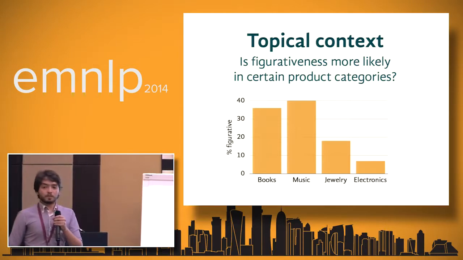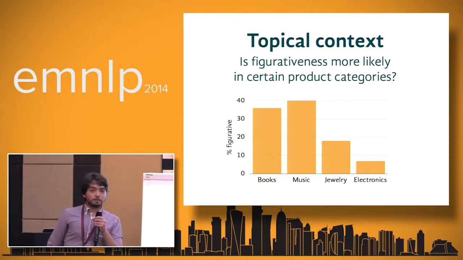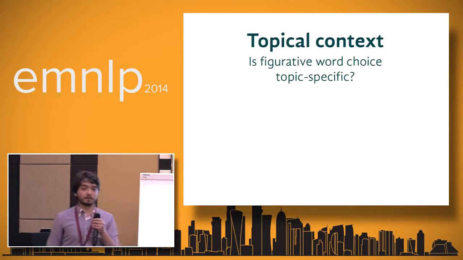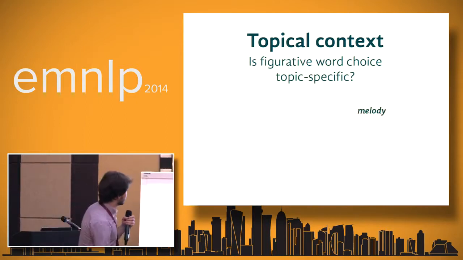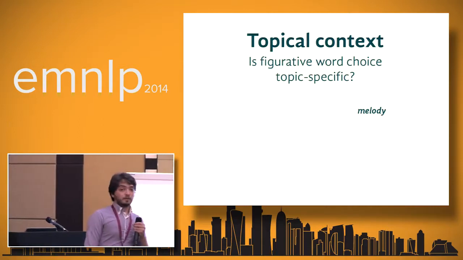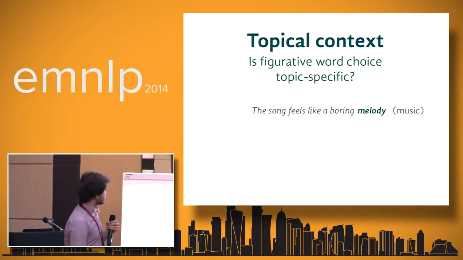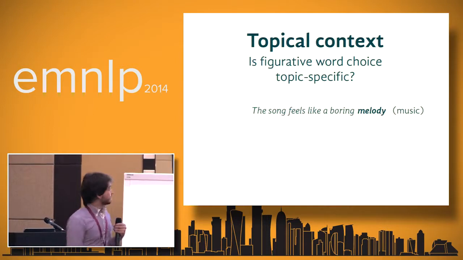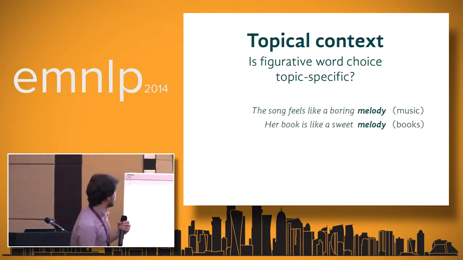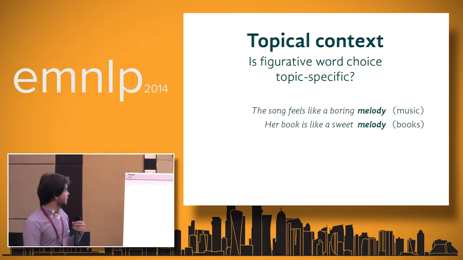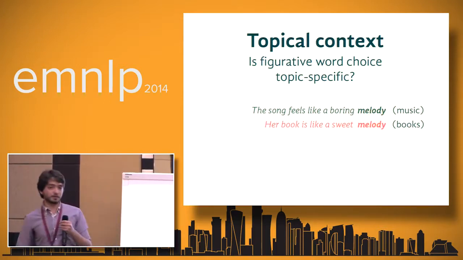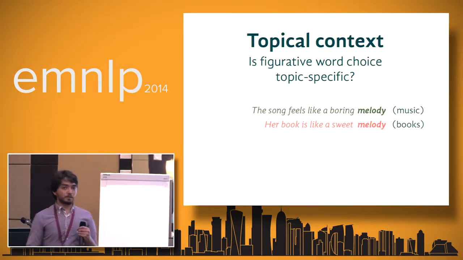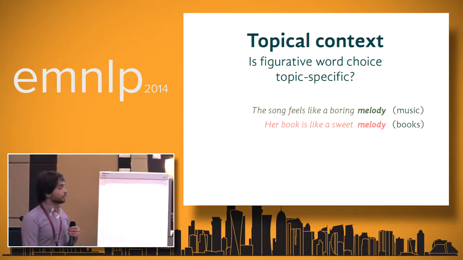This is all good and it's already an interesting feature, but does it go even deeper, and does topical context actually drive word choice in figurative and literal language in a different way? What I mean by this, consider the word melody. If we encounter this word when talking about music, we might find such a sentence: the song feels like a boring melody. But we can also encounter it in a less expected situation, such as in a book review. Her book is like a sweet melody. In this case, the second example is figurative, but the first one is literal. The intuition here is that if the word is more expected or more specific to the context, maybe it's more likely for the sentence to be literal.